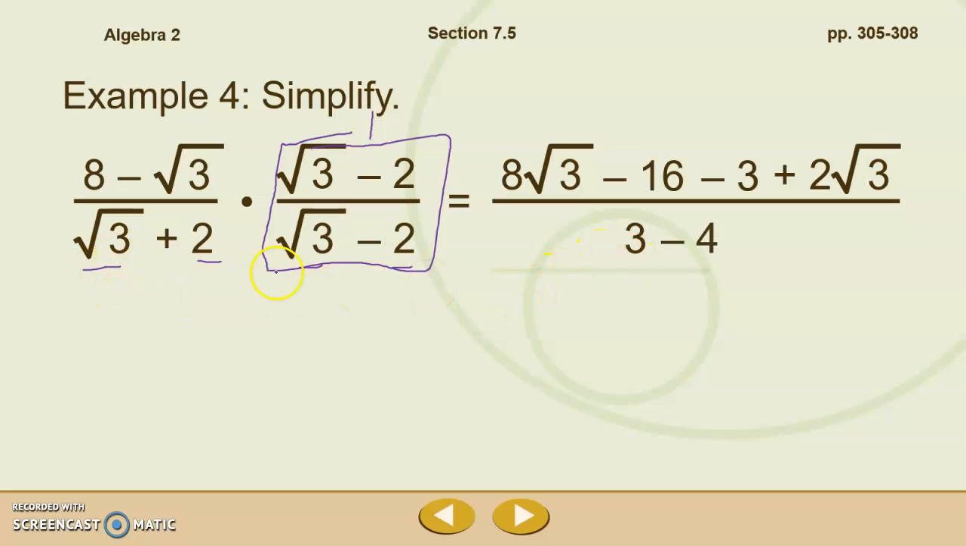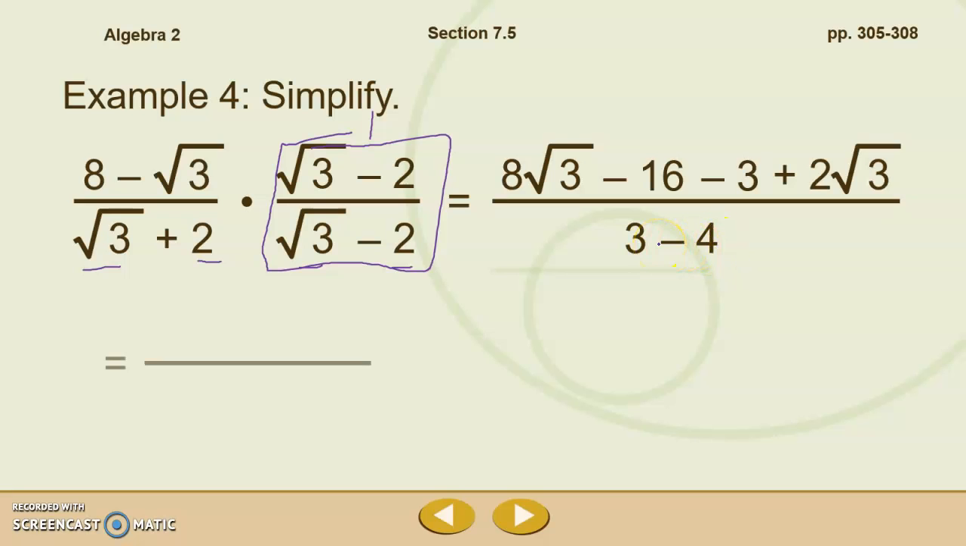Multiplying by the conjugate gets rid of the root down here at the bottom, and it basically just squares both of these here. So we've got the square root of 3 squared, and then 2 squared, which is 4, and we keep that sign negative since we do have that negative 2. Negative 2 times positive 2 is negative 4.